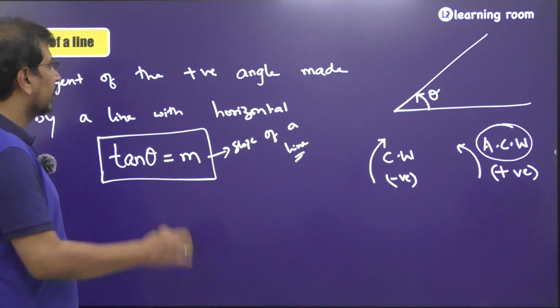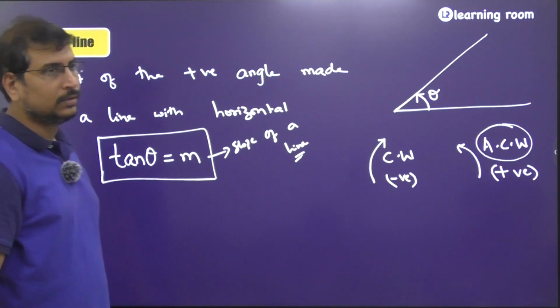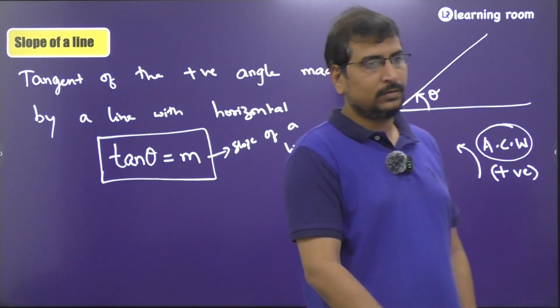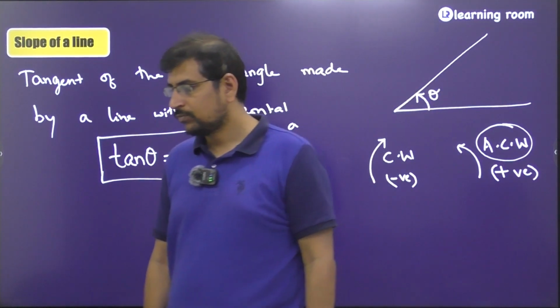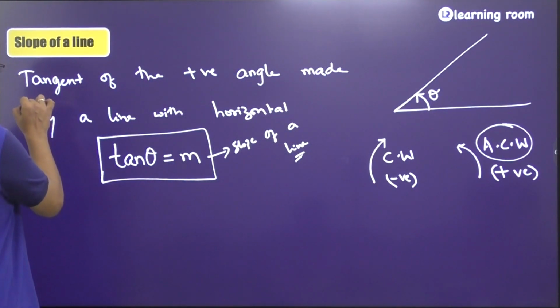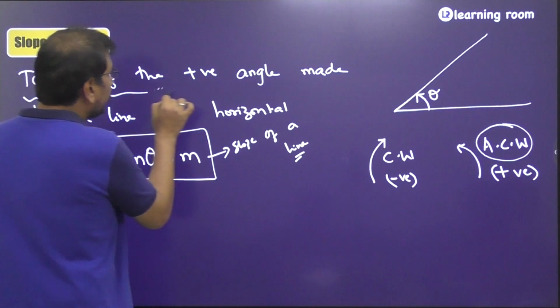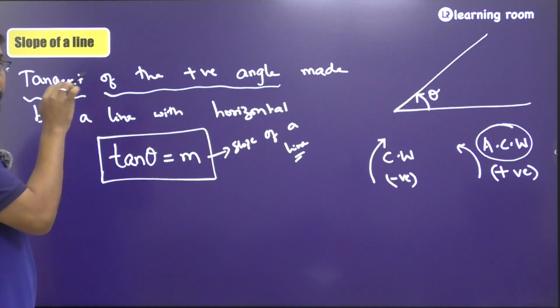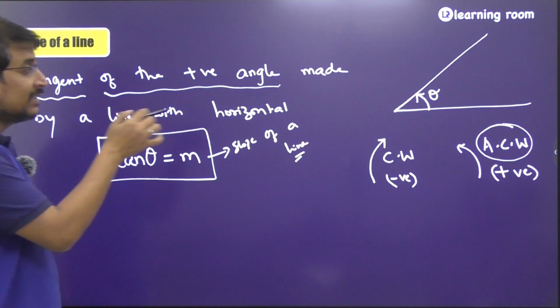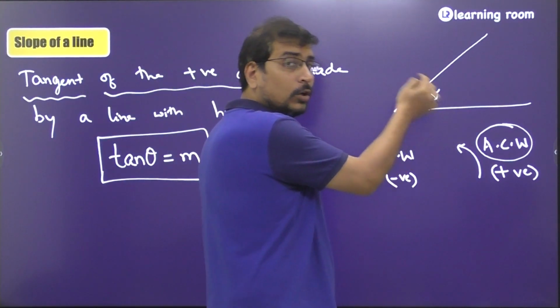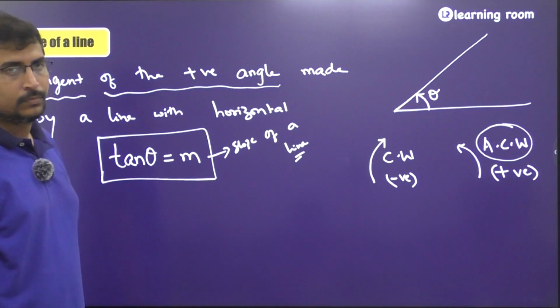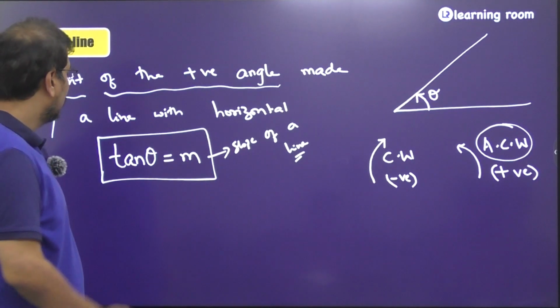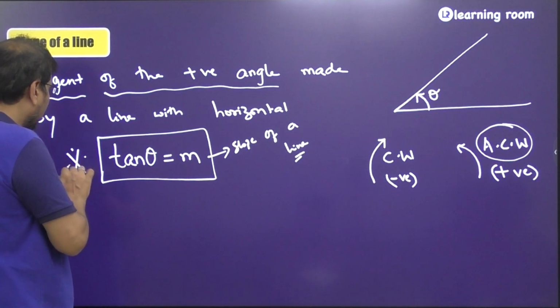No, slope is not an angle. Slope is the tangent of the angle. Slope is a number. So that's why this word is very important: it is the tangent of the positive angle. Don't get confused here. What do I mean by positive angle? Positive angle means the angle which is measured in the counterclockwise direction. Am I clear with this? This is an important point to be noted.